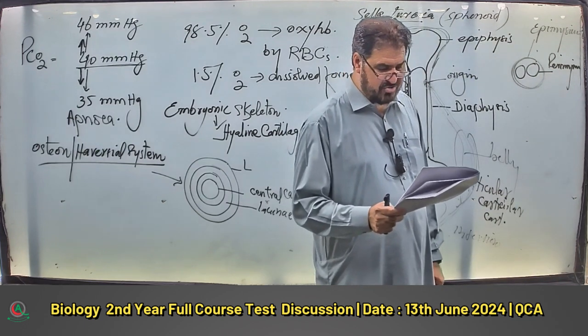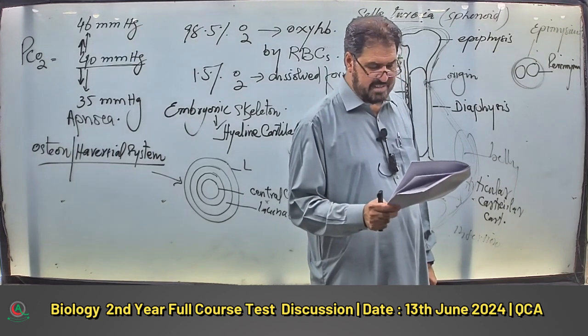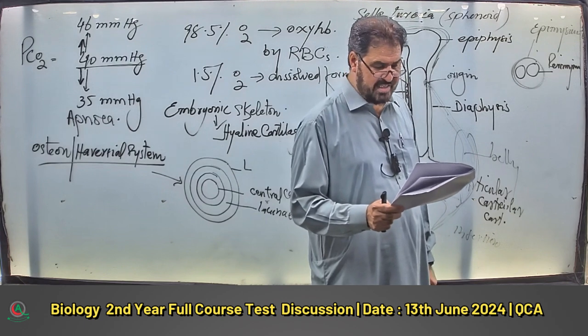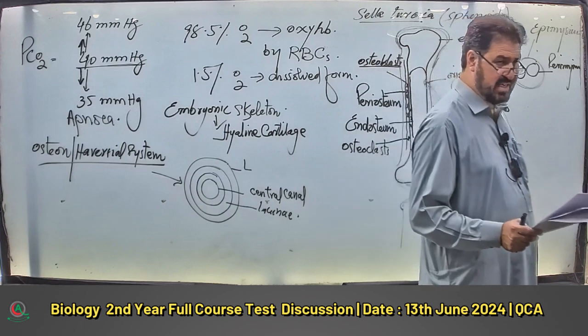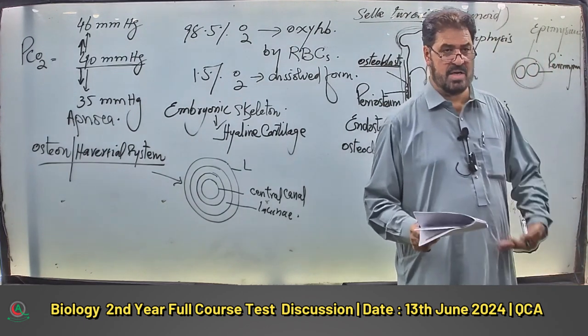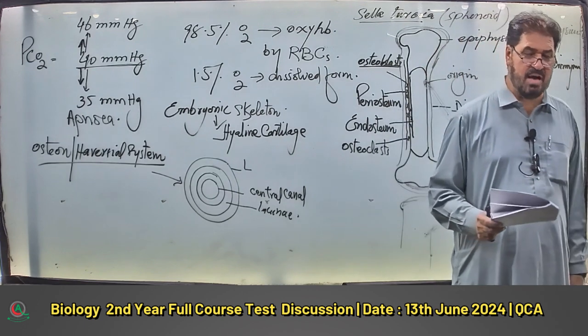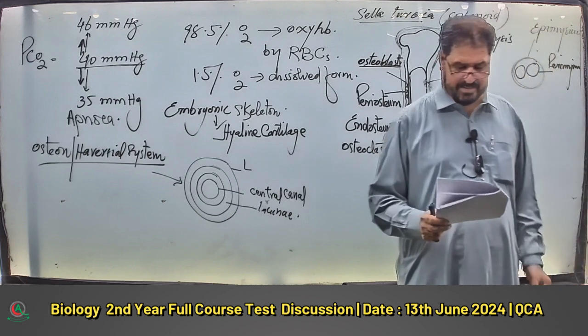Which cranial nerve supplies most of the organs in the thoracic and abdominal cavities as well as those in the head and neck? Vagus nerve. Vagus nerve is the only cranial nerve which extends to the abdominal region and abdominal organs. And this is cranial nerve number 10.